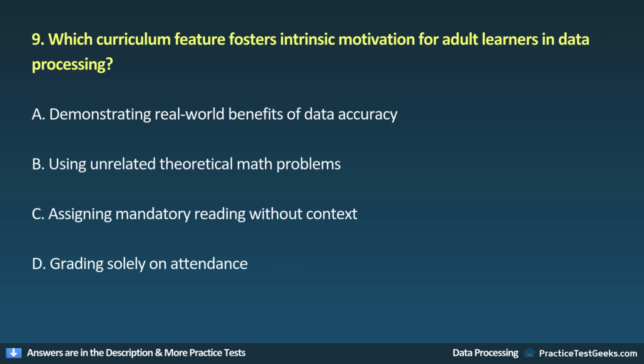9. Which curriculum feature fosters intrinsic motivation for adult learners in data processing? A. Demonstrating real-world benefits of data accuracy. B. Using unrelated theoretical math problems. C. Assigning mandatory reading without context. D. Grading solely on attendance.